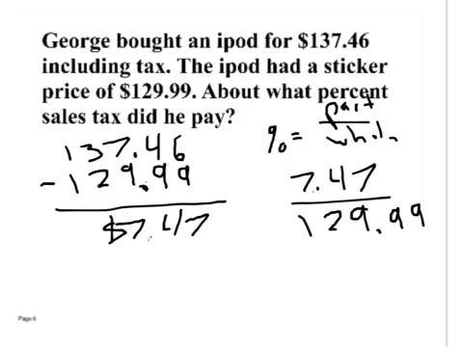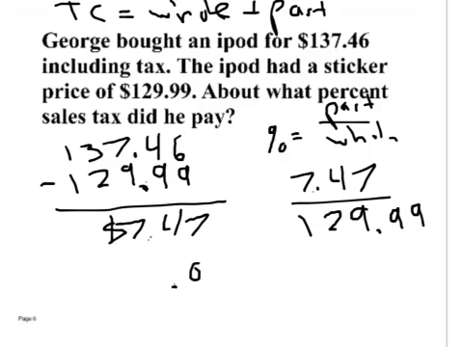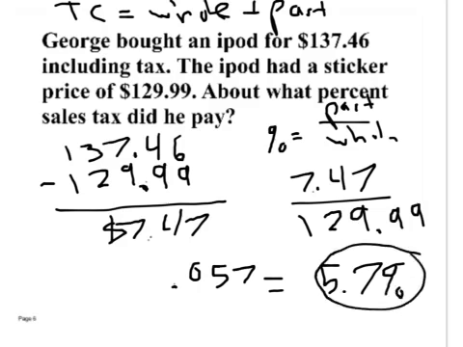Okay? Total cost is whole plus part. If you have to remember that, the total cost is the whole plus part. Whole would be sticker price, part would be tax. So 7.47 divided by 129.99 gives me this decimal, 0.057, which comes out to 5.7%. So almost 6% sales tax.